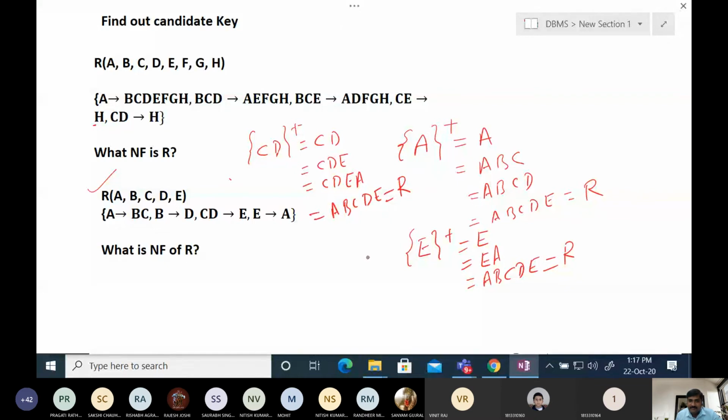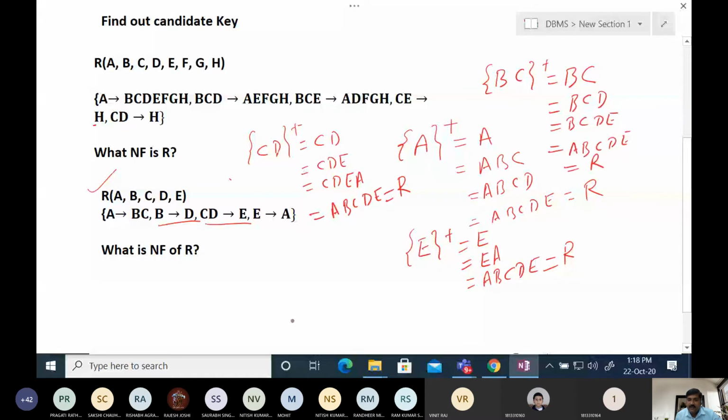What about BC? If we find out the closure of BC, then with the help of this FD we can associate D, and then with the help of this FD we can associate E, and with the help of E we can associate A, then this is also all of R. Now tell me whether BC is a candidate key or not.